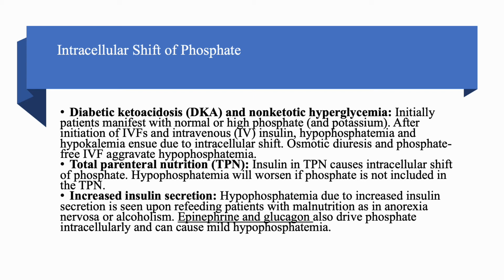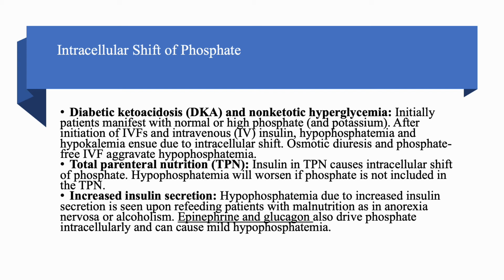Moreover, those patients have osmotic diuresis and they're getting fluids again without phosphate, and that will aggravate the problem. TPN, usually we add phosphate to the TPN and we follow closely, but if you neglect to do that, you are going to have hypophosphatemia because the patient is not eating. Their source of nutrition is what you're giving them. Also, the insulin in the TPN will drive phosphate and potassium intracellularly.